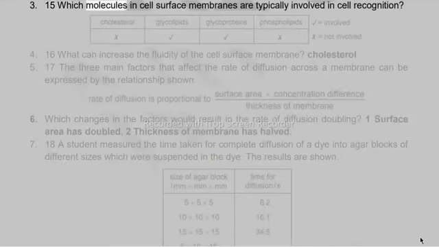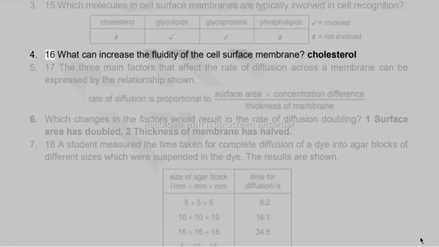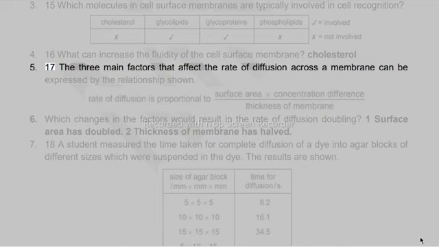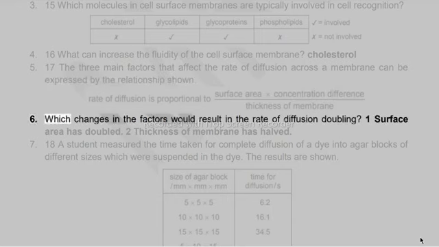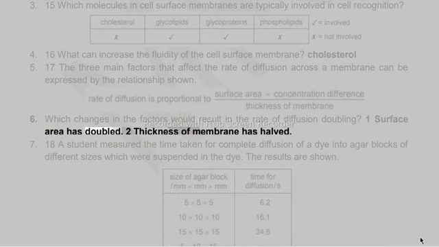3. Which molecules in cell surface membranes are typically involved in cell recognition? 4. What can increase the fluidity of the cell surface membrane? Cholesterol. 5. The three main factors that affect the rate of diffusion across a membrane can be expressed by the relationship shown. 6. Which changes in the factors would result in the rate of diffusion doubling? 1. Surface area has doubled. 2. Thickness of membrane has halved.